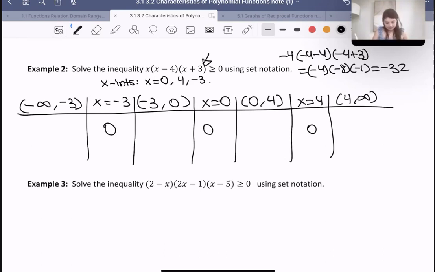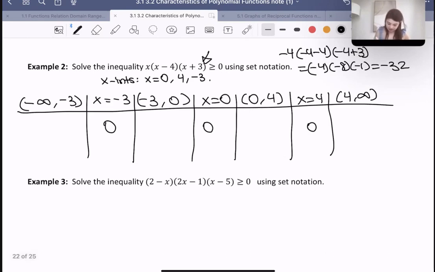So negative 32 is a negative number, which means this entire inequality is less than 0, right? This entire thing is a negative interval, meaning that it's less than 0. Now, you might be saying, well, but we only tested for one number. We only tested for negative 4. How do we know it's true on the whole interval?